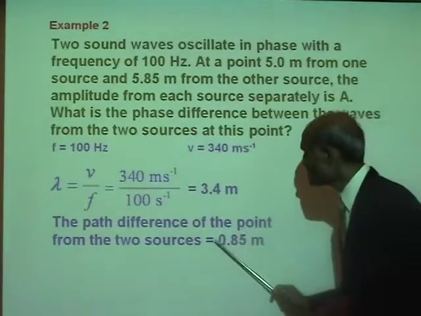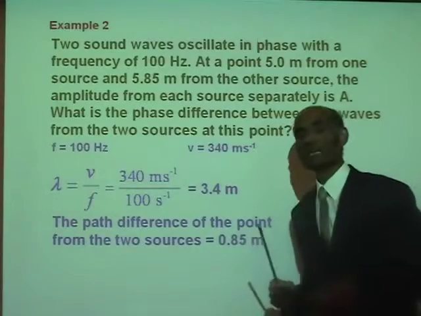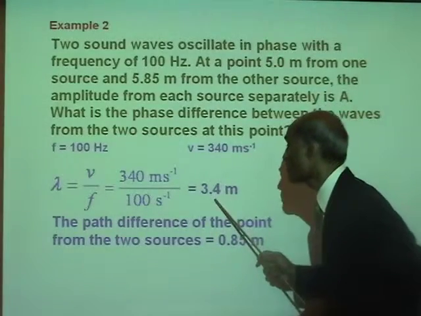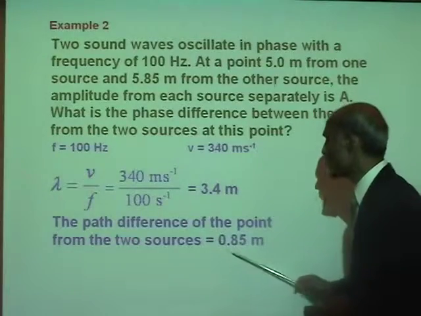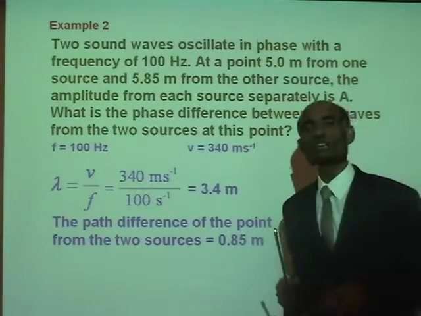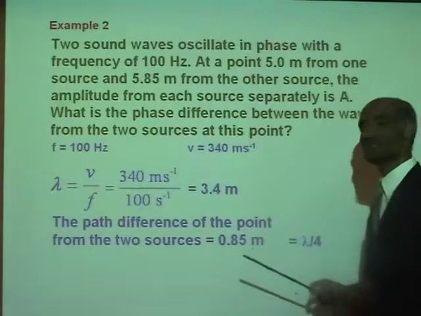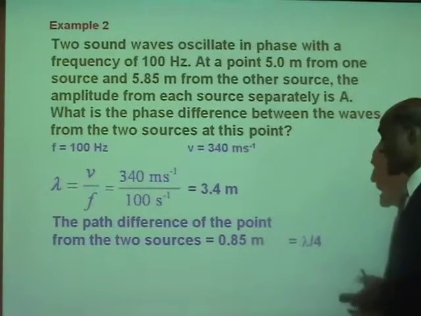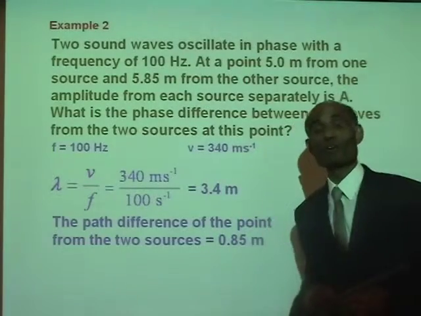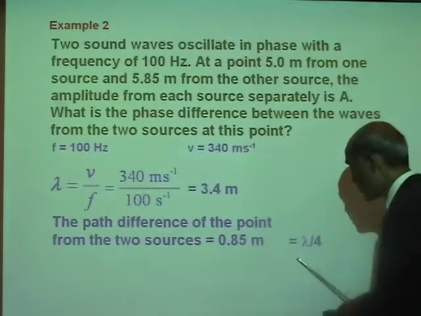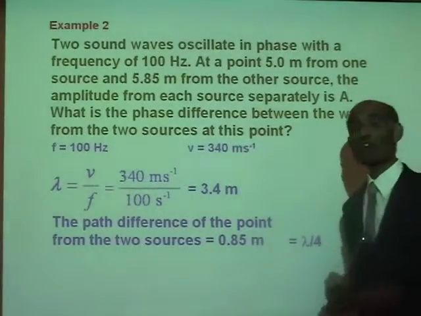Alright, tell me, this 0.85 meter is what part of the wavelength? Wavelength is 3.4 meter. So can you write this path difference in terms of the wavelength? Yes, I got it as lambda by 4. Isn't 0.85 1/4 of 3.4? So the path difference is lambda by 4.